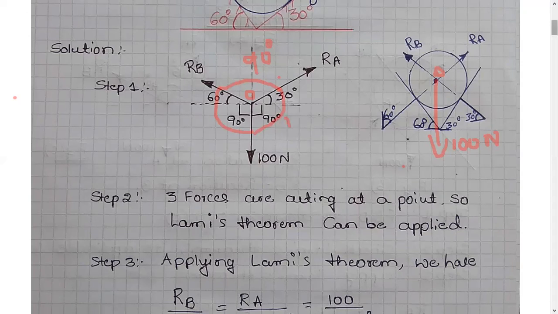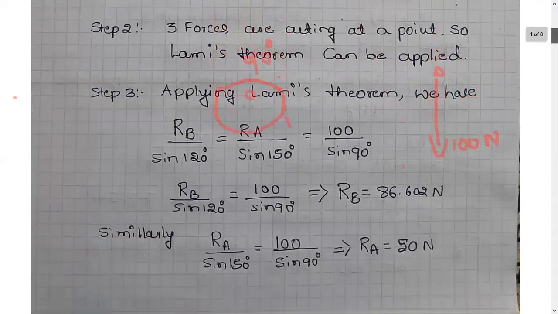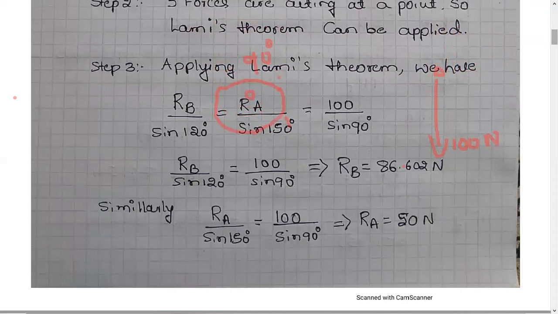So this indicates that RB by sine 120 is equal to RA by sine 150, which is equal to 100 by sine 90. Now equate any two equations with one unknown parameter. First, if you equate RA by sine 150 with 100 by sine 90, we will get RA equal to 50 Newton. The same way, if you equate RB with the 100 Newton, we will get RB equal to 86.602.